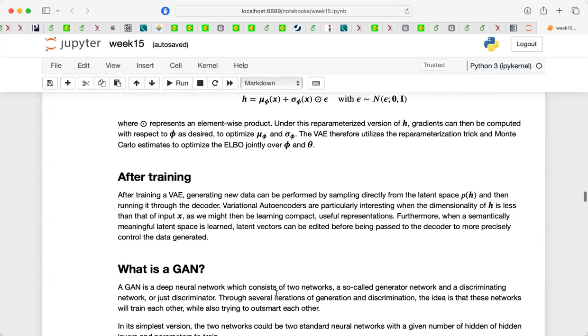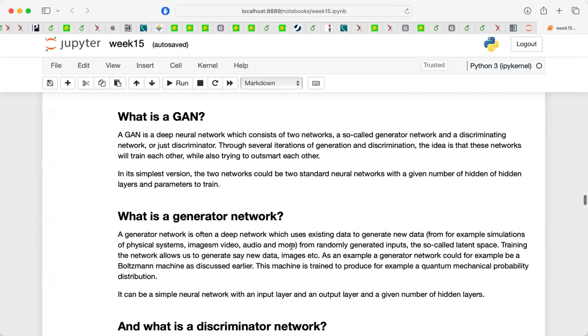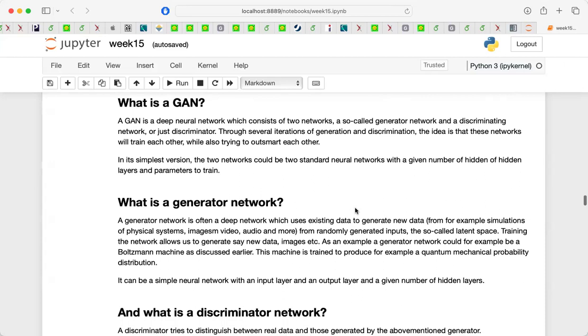So this concludes the discussion of the variational autoencoders. In the slides from last week, there is also a code example written in PyTorch, and I just invite you to take a look at that code example. So we're going to take a small break, and after the break, we are going to look at the generative adversarial networks.